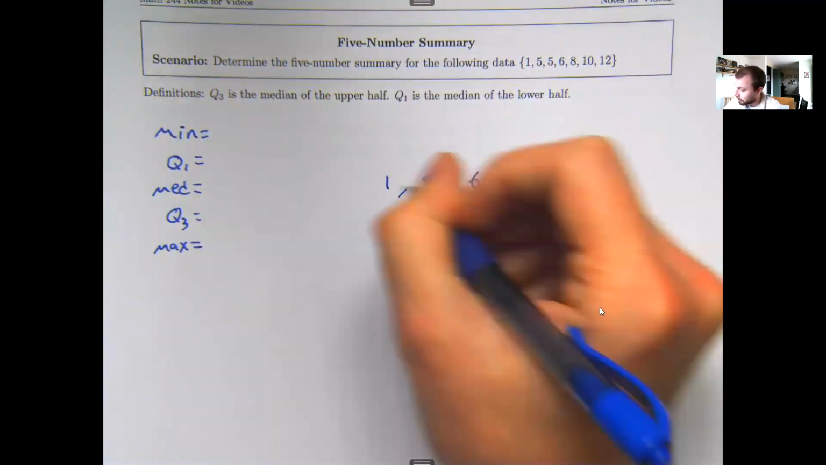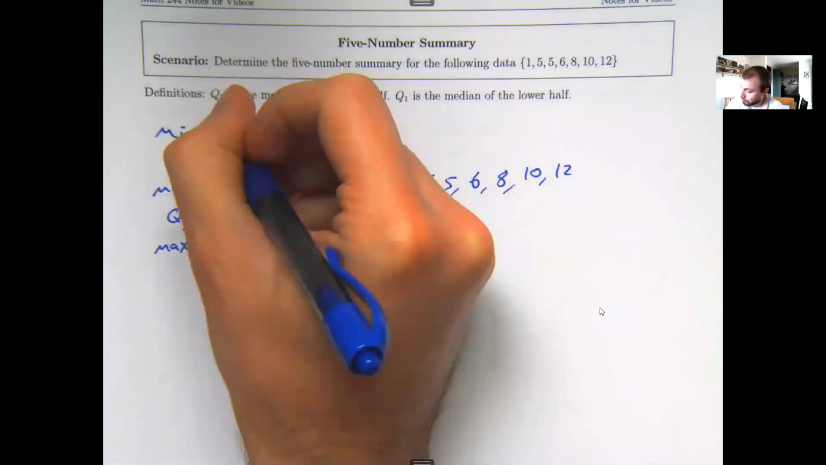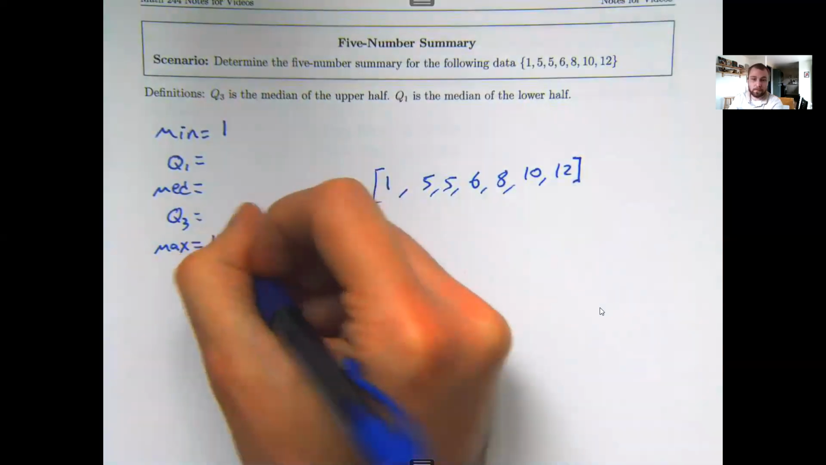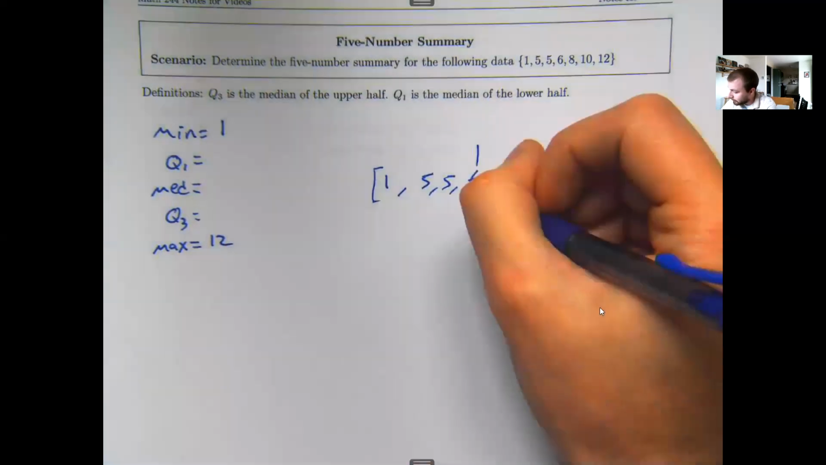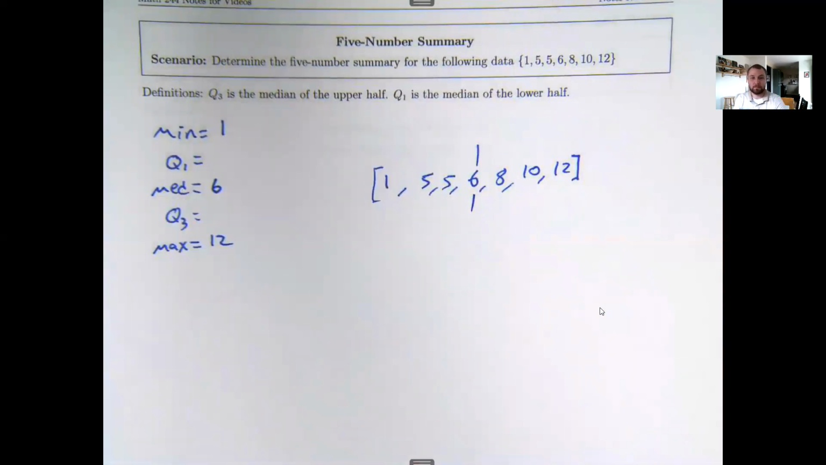Here's what I mean by this. We're going to take the smallest number. So I got my minimum here at 1. My largest number, my maximum, here at 12. And then in the middle of this, I've got the number 6. So my median, my middle number, is 6.